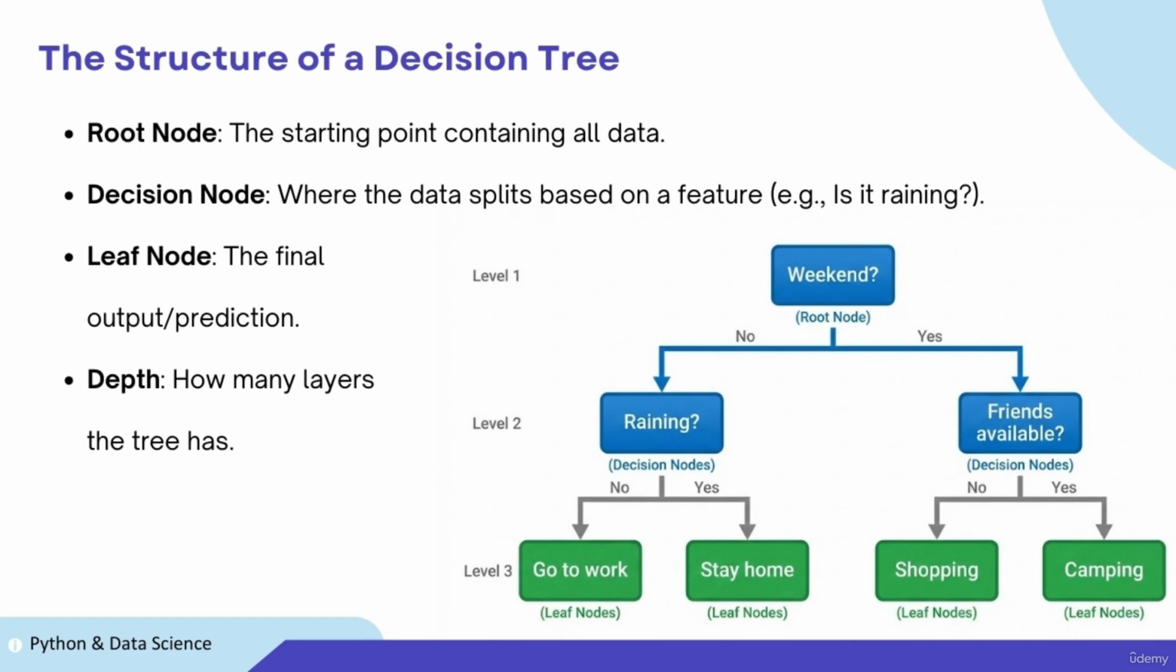Let us begin with the structure of a decision tree. The tree begins at the top with the root node, which is the starting point containing all of your data. From there, the data splits at decision nodes based on a specific feature, like asking if it is raining. The tree branches out through multiple levels, which we call its depth. Finally, it reaches the bottom at a leaf node, which provides the final output or prediction. In our regression context, this leaf node will output a numerical value rather than a category.